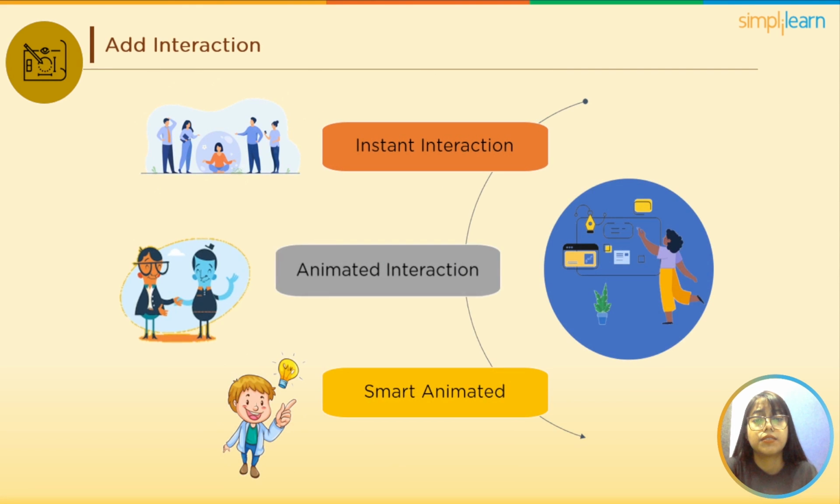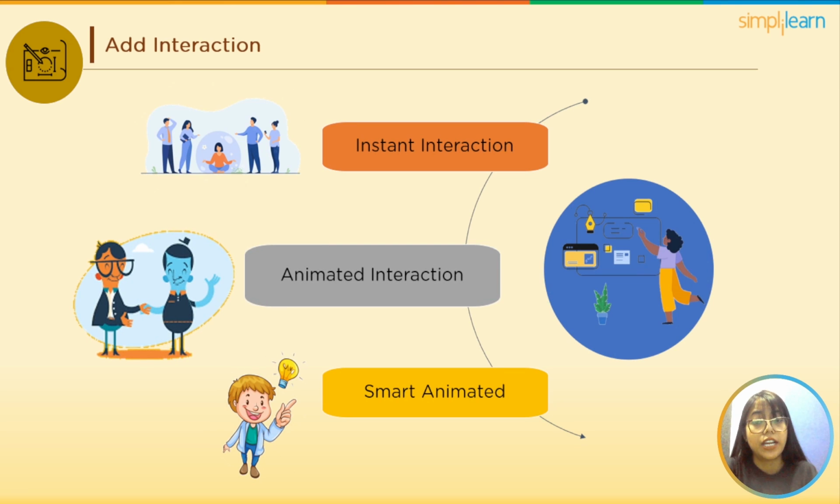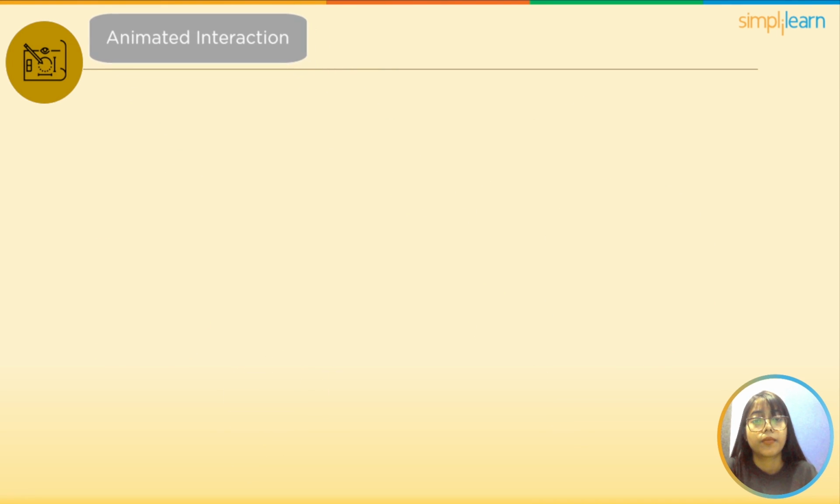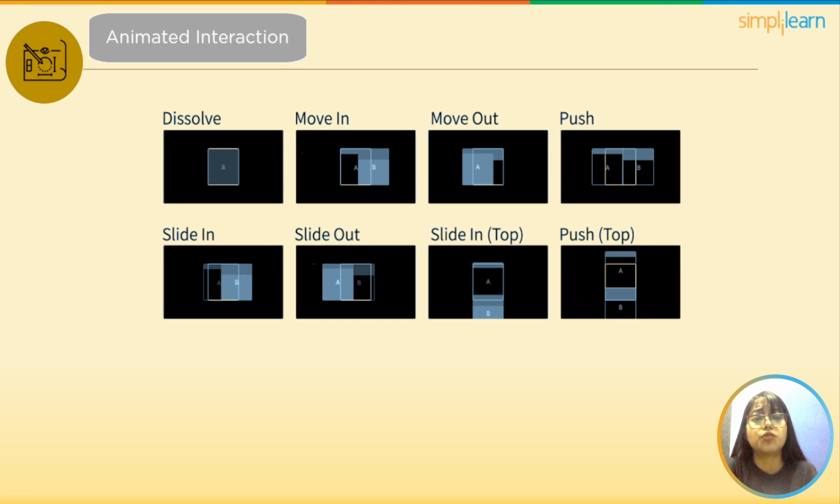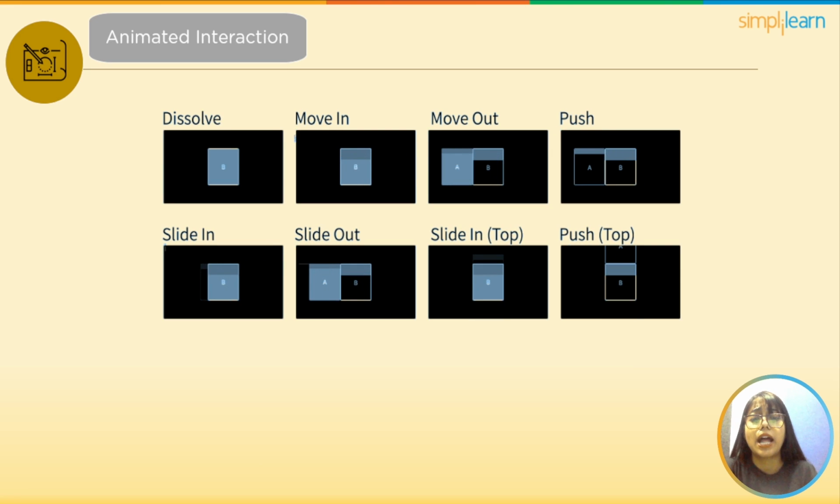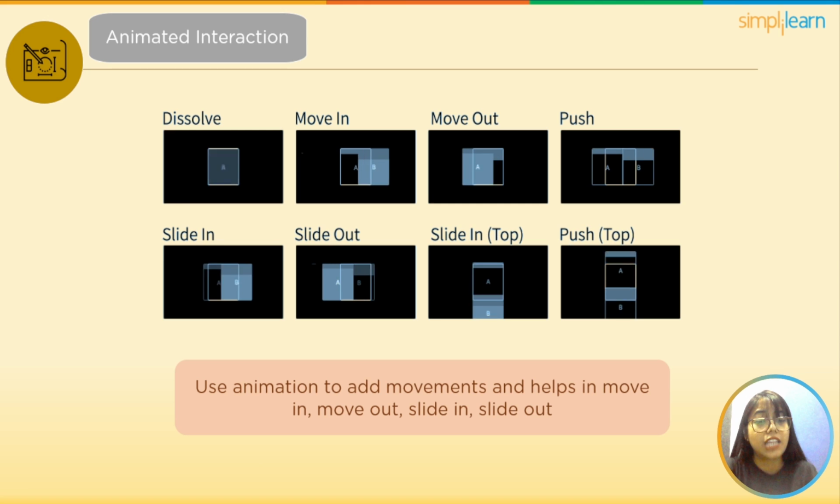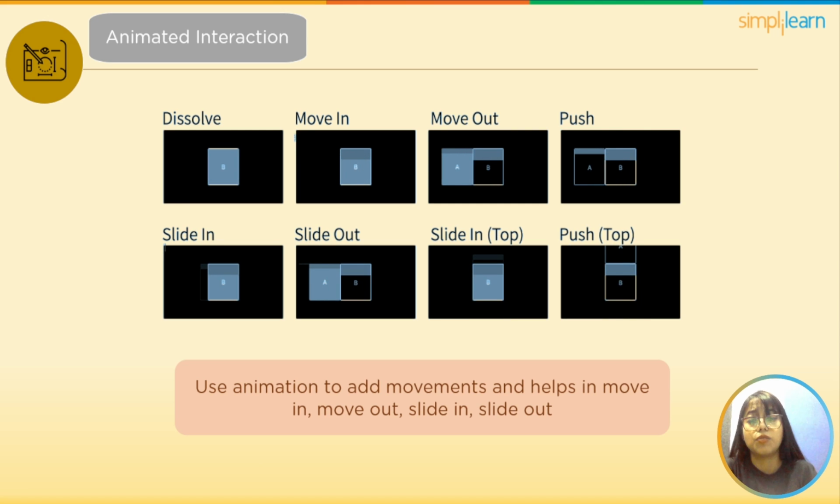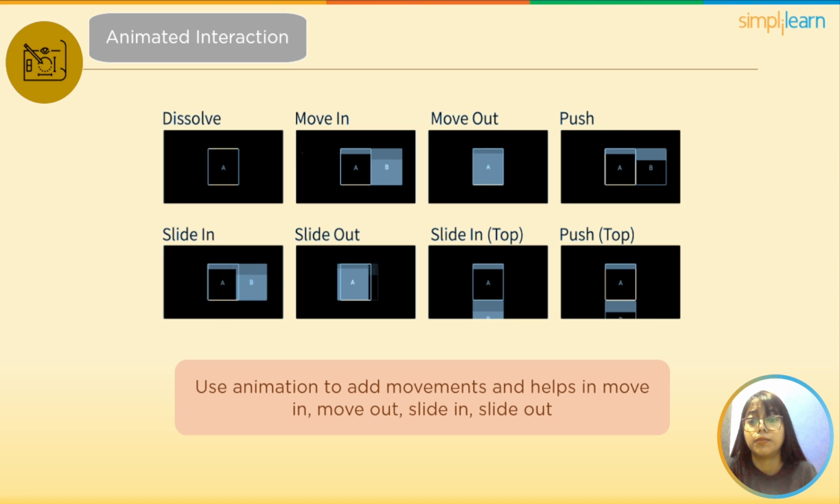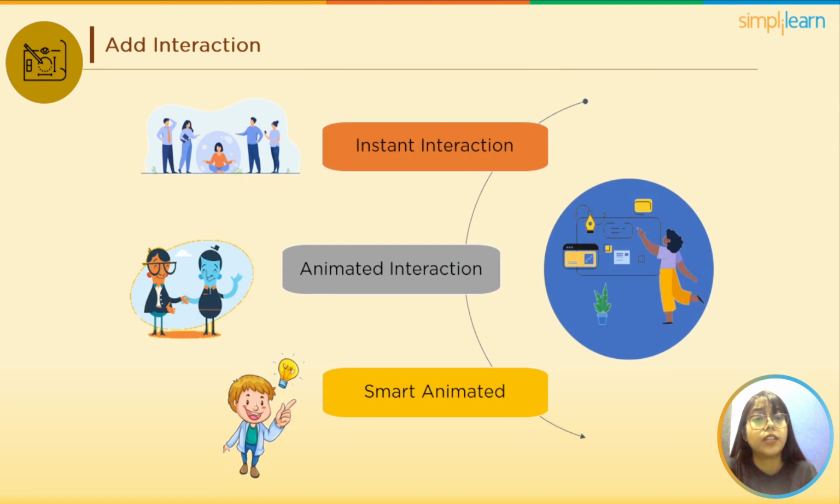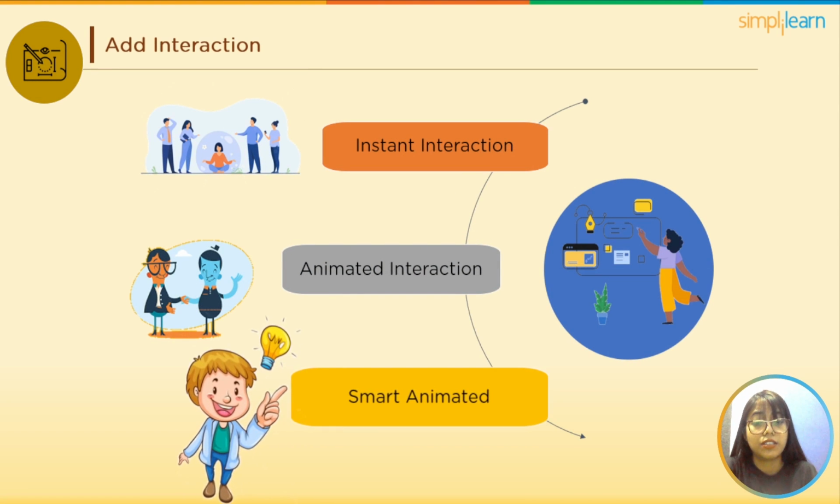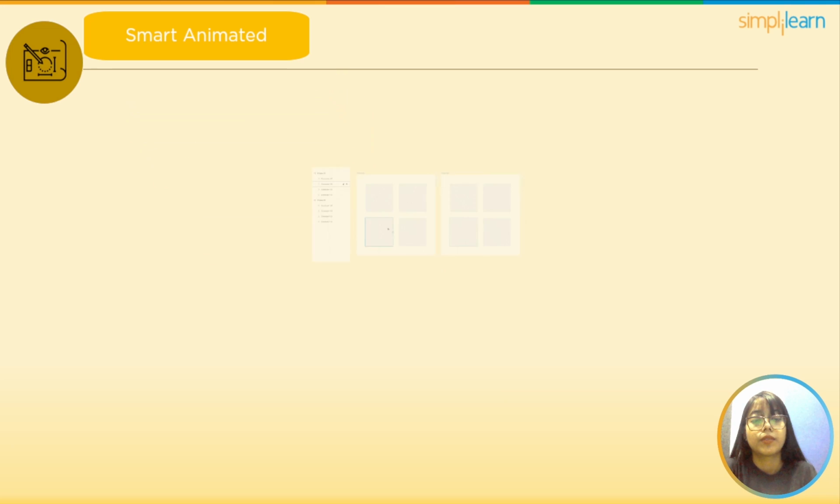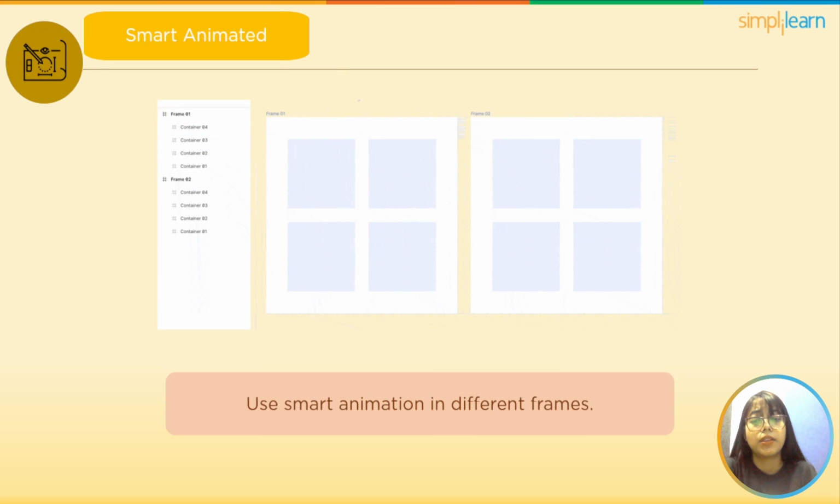The next one is animated interaction. Use animations to add movement in interaction that helps move in, move out, slide in, slide out, etc. Use the different features that are available. And the last one is smart animate. Use smart animate to examine matching layers on different frames and animate their differences. These differences can include a change in color, size, and position.